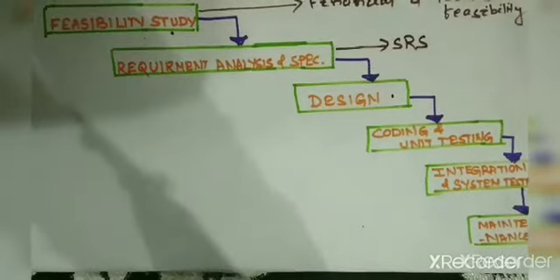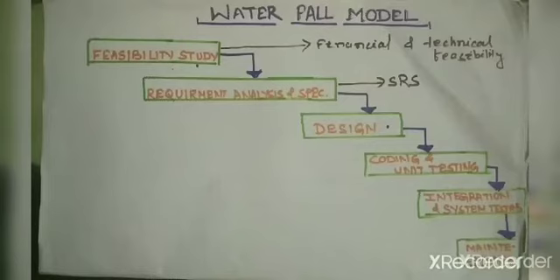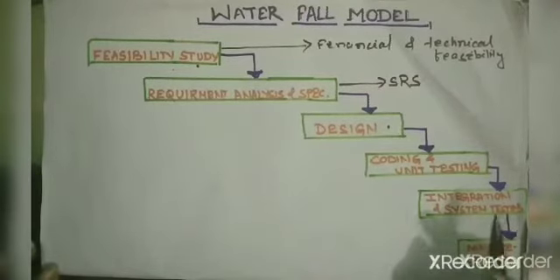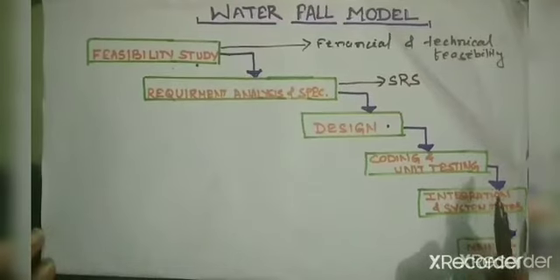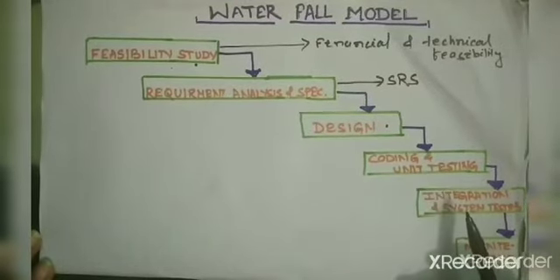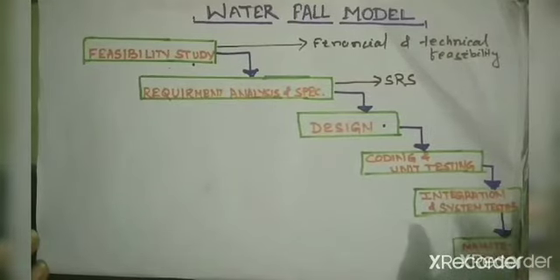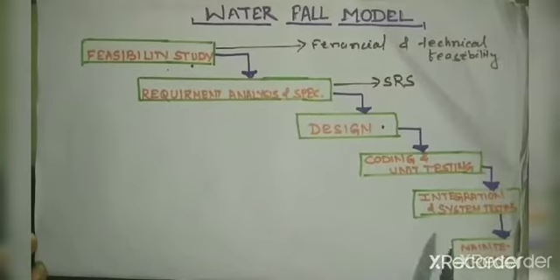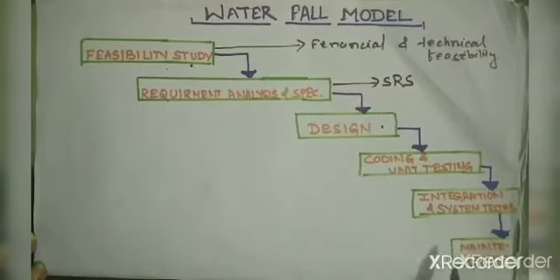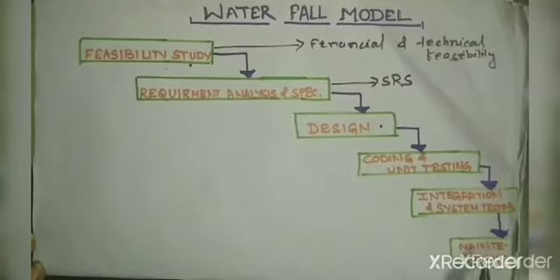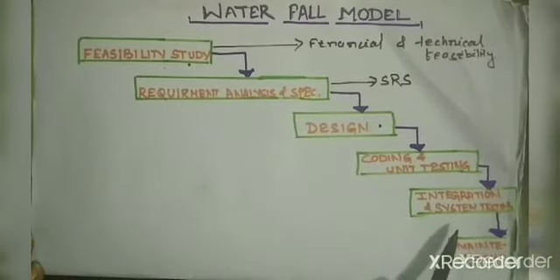After completion of system testing, the product is ready for the user. After successful completion of system testing, the product goes to the customer environment. After the customer uses it, if there is any issue or error, that will be taken care of by the maintenance phase. So, these are the phases of the waterfall model.